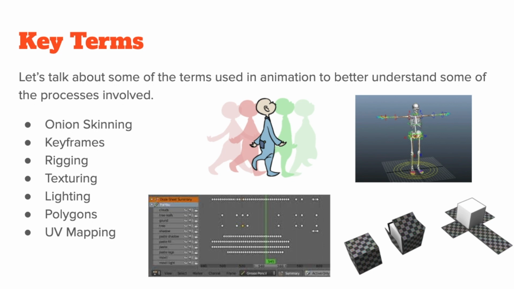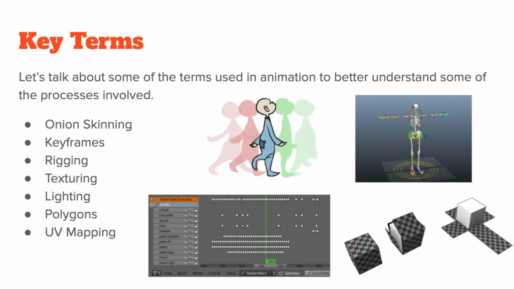Some of the key terms in animation, things like onion skinning. This is where you can see your last frame and you can then draw on top of it for the next frame. Keyframes, these are the key positions that you want your animation to be in. So with your bouncing ball, it might last for a second, so you want to put a keyframe at half a second with the ball on the floor.